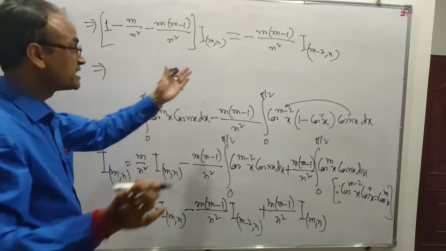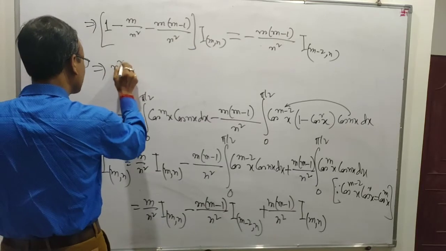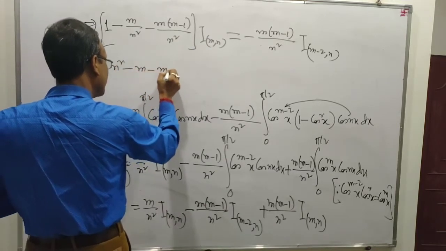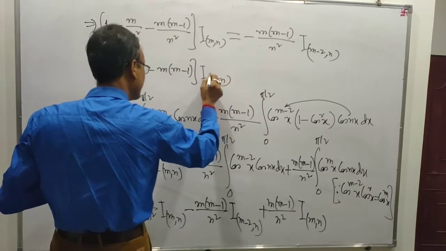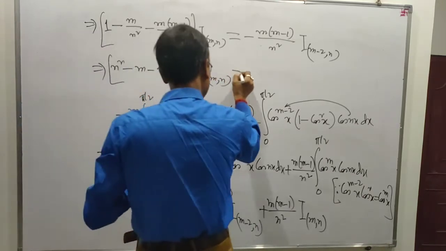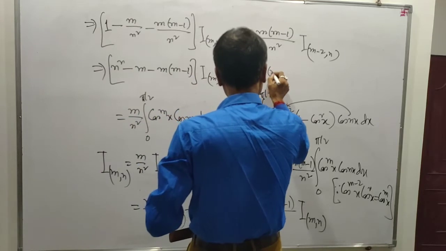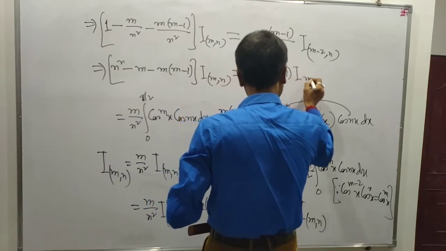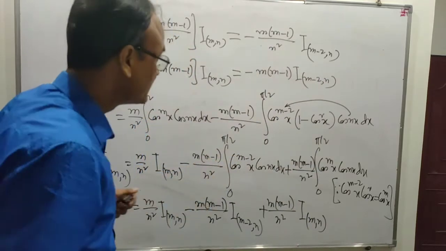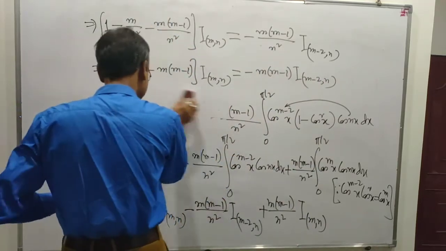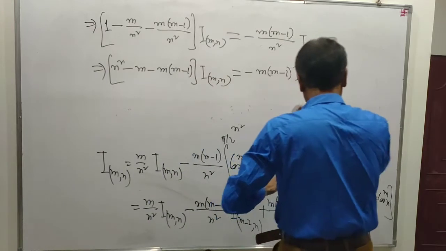Now multiply both sides by m square. It will be m square minus m into m minus 1, I m n. This is equal to minus m into m minus 1 I m minus 2n. It will be like this.